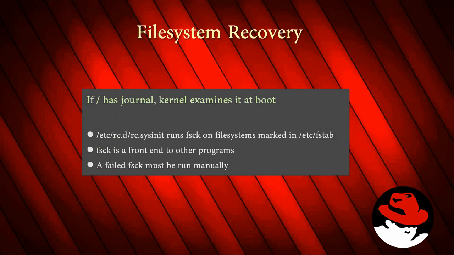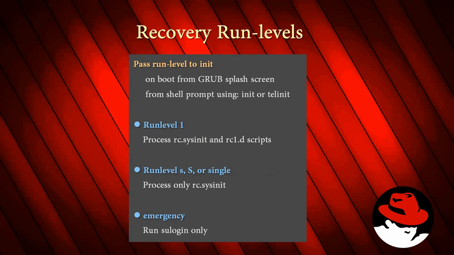In the system config phase, the file systems are marked in /etc/fstab. The fsck is a front end to other programs. A failed fsck must be run manually. You could configure the recovery run levels by passing the run levels to init on boot from the GRUB splash screen, or from the shell prompt using init or telinit.